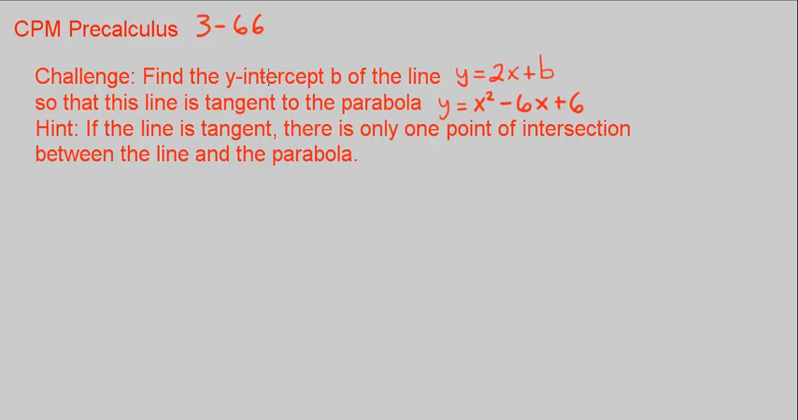Well, first of all, if we have two equations, two graphs intersecting, we know that means their y values are equal. So that means y is equal to 2x plus b, that's the b, and y is equal to x squared minus 6x plus 6, right? The two graphs are equal to each other where there's an intersection.